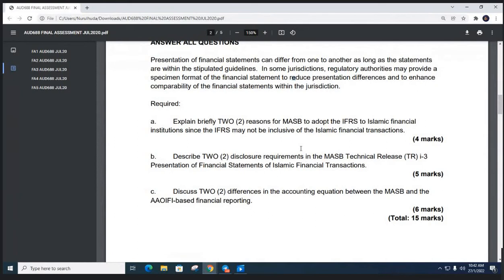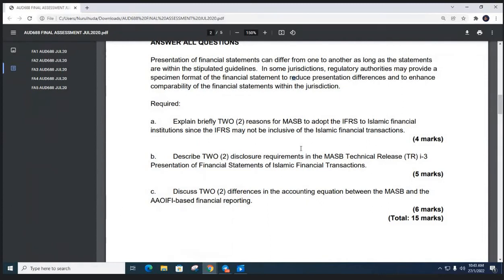Okay, and then describe two disclosure requirement in the MASB technical release I3. This one is to, because of MASB conventional base standard, it might not be sufficient to be used by Islamic financial institutions. That's why they issued also additional guidance or technical release. So that is what meant explained by the question.